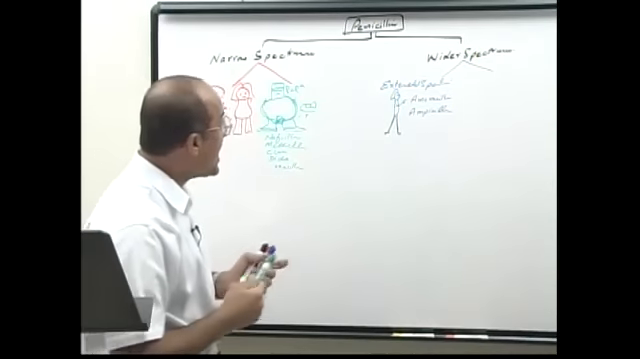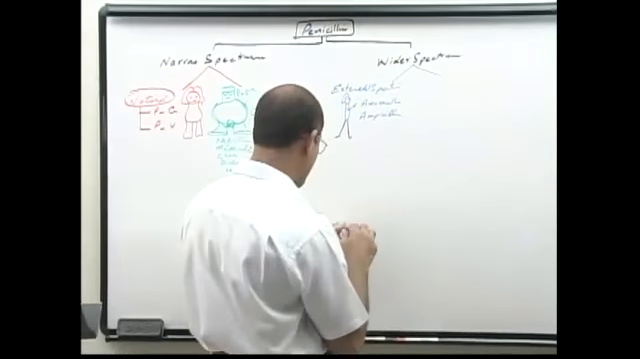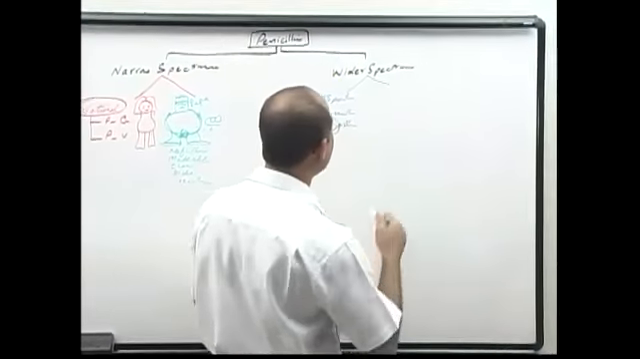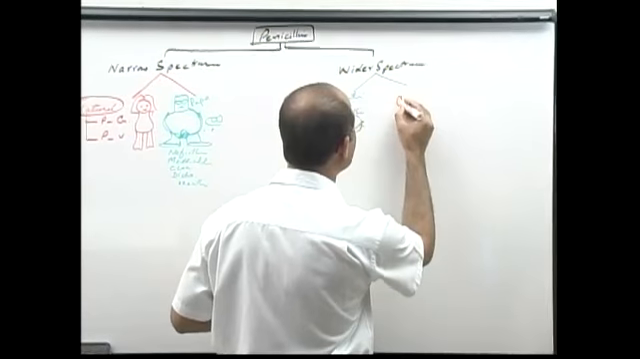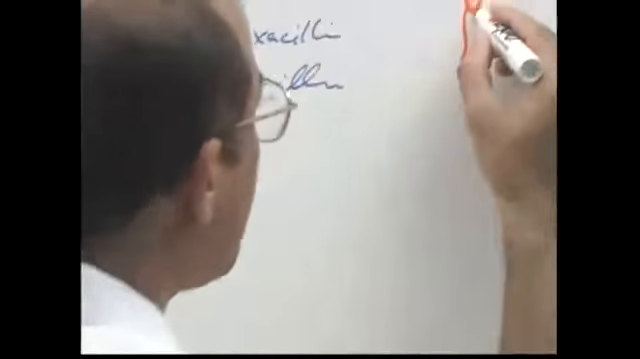Is that right? And now we come to the most smart. Which were the most smart? The supermodel. This was the model, and here is the supermodel.